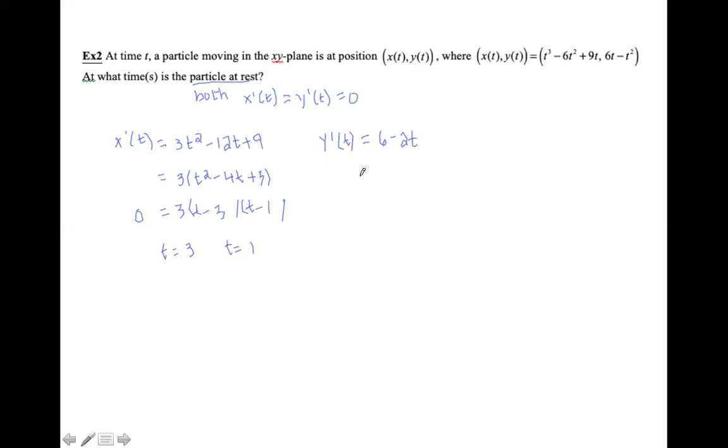So this time I'm going to set 6 minus 2t equal to 0. So I'm going to get 2t equals 6, and if I solve for t, I get t is equal to 3. So the point at which the particle is at rest is where both of these are at 0, and it has to be in agreement there. And so our answer would be at t equals 3.